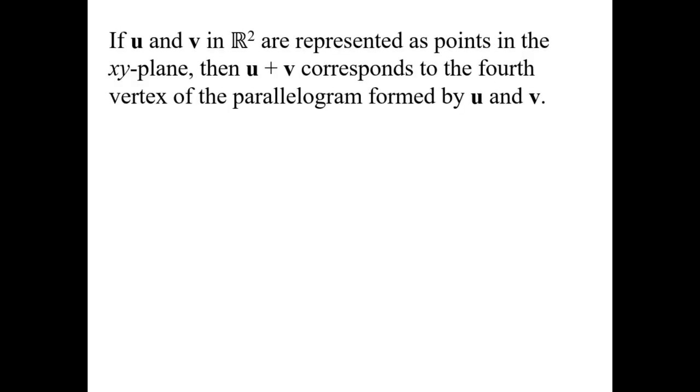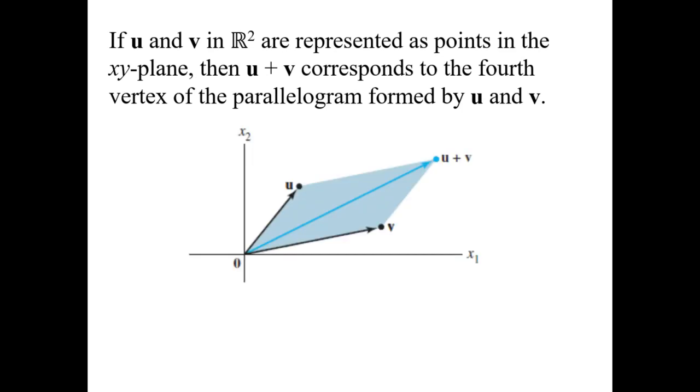So if two vectors are in R2, again, R2 just means they lie in the xy plane, then u plus v corresponds to the fourth vertex of the parallelogram formed by u and v. So here's what I mean by that. Consider these two vectors u and v. If I draw the parallelogram, if this is vector u, then this is also vector u, just moved over so that it starts where v ends. So here's vector v, and here's another copy of vector v. Again, for anybody who's worked with vectors before, you know that a vector has direction and magnitude. Position does not matter. And so we can move them around and they're still the same vectors.